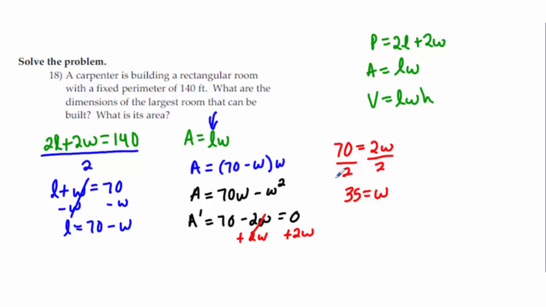If you remember from when we were doing this the other day, the width and the length always ended up being the same because I can plug this back in over where L was. 70 minus 35 is 35. So our dimensions are 35 feet by 35 feet. And it asks us what the area is, so we would want to do 35 times 35 and get 1225 feet squared.